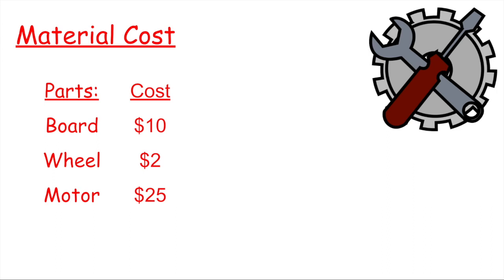And remember that if you're having trouble figuring out how much the parts cost for your product, you can always search for the price on the internet. Next, write down how many of each part you need for your product. For my skateboard, I need one board, four wheels, and one motor. We then multiply these two numbers to find out the overall cost for each part.